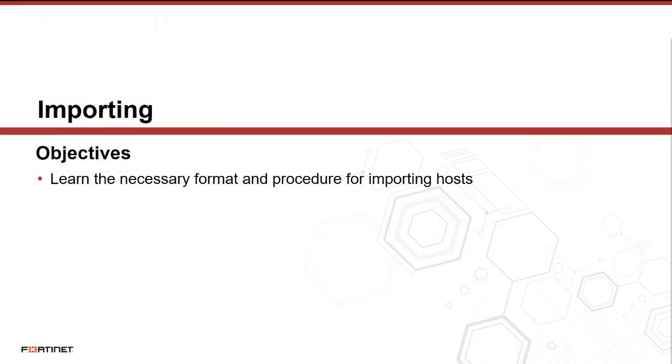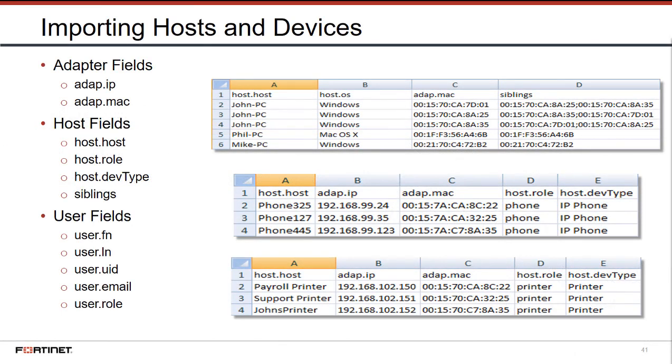So we'll take a quick look at what pieces of information you can bring in through an import of a CSV file and how we would set up that CSV file. So you'll see here on the left we have adapter fields, host fields, and user fields. So the pieces of information you want to bring in, you have to have the column title, the first row in or first entry at the top of the column has to be for adapters. It can be adapt.ip or adapt.mac.